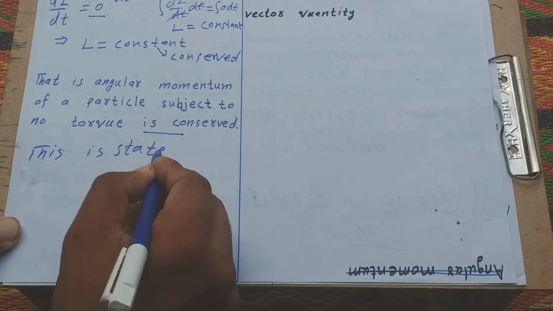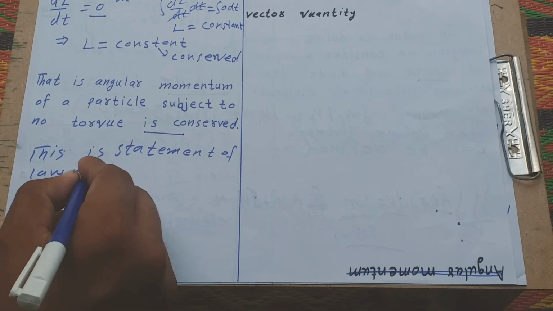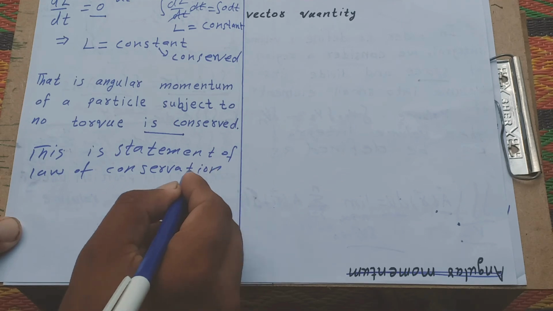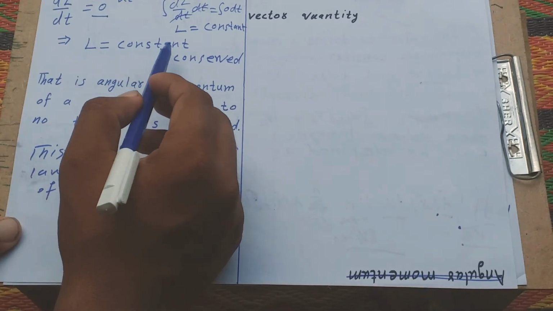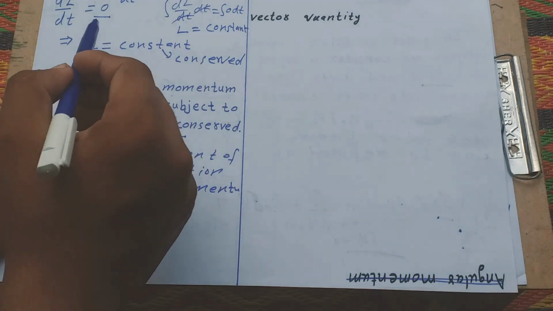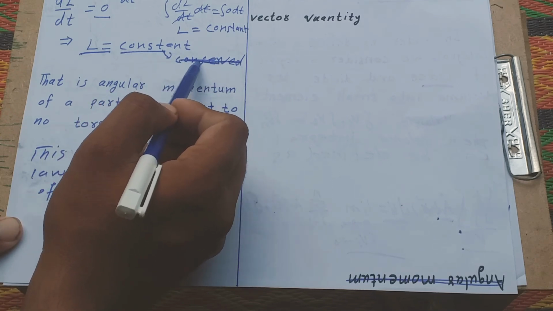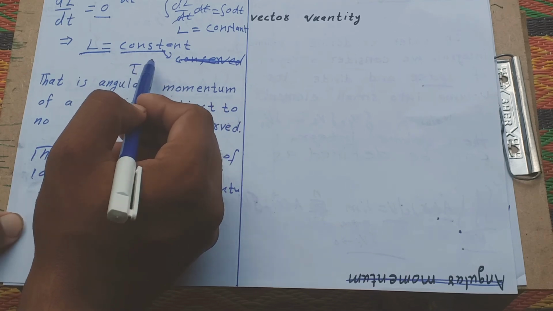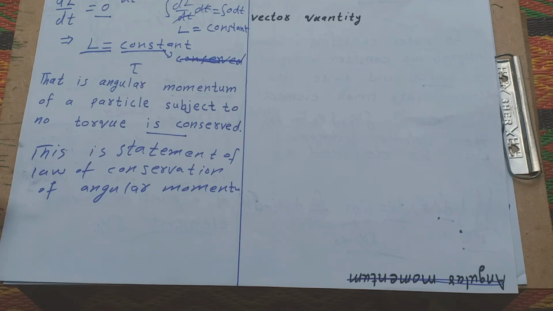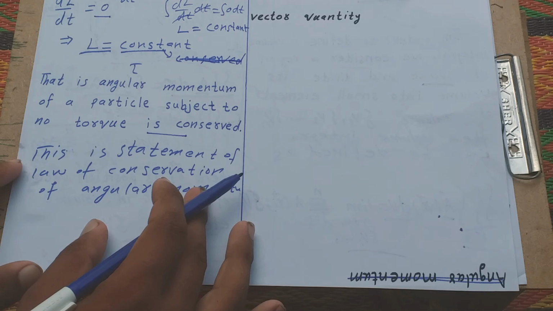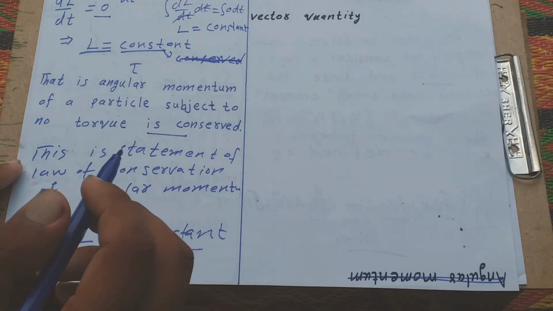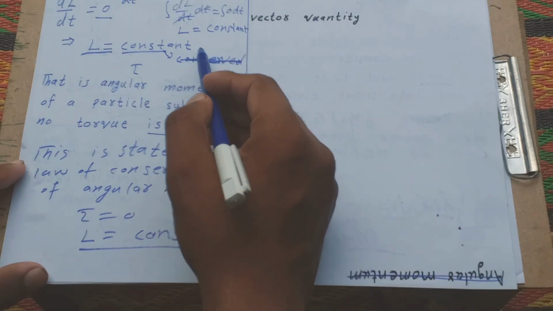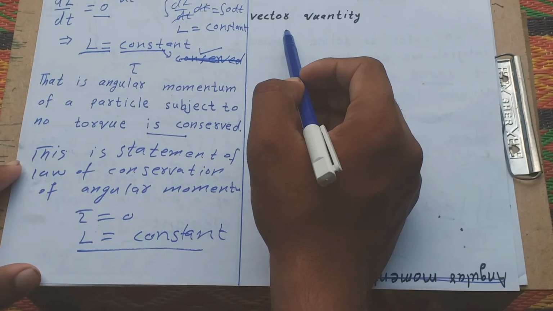This is the statement of the law of conservation of angular momentum: if torque is equal to 0, then L is constant. L is constant means it is conserved. This is known as the law of conservation of angular momentum. In the absence of torque, when torque is equal to 0, the angular momentum L is constant. L is conserved.